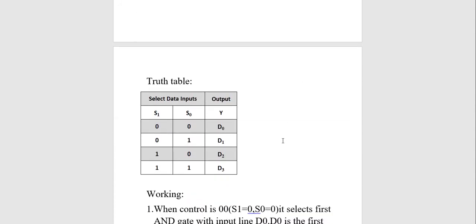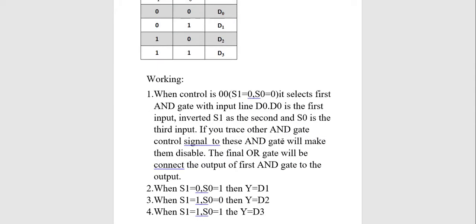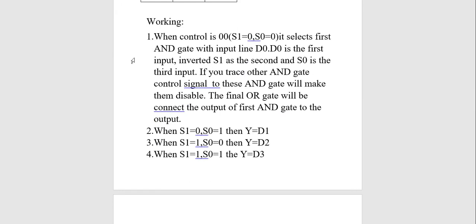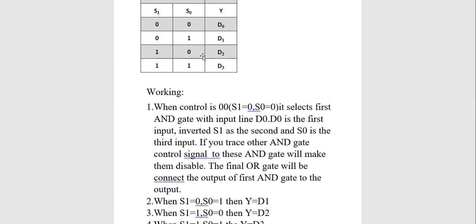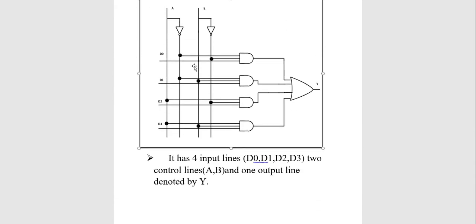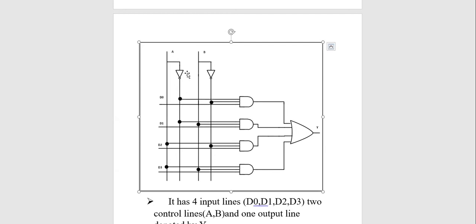So this is the truth table. First we will see the working and then we will go with the truth table. So here is the working, students. When control is 0 0, you can see over here, I will explain it. When you have the control 0 0, that is when A is 0 and B is 0, at that time the first AND gate will get selected.